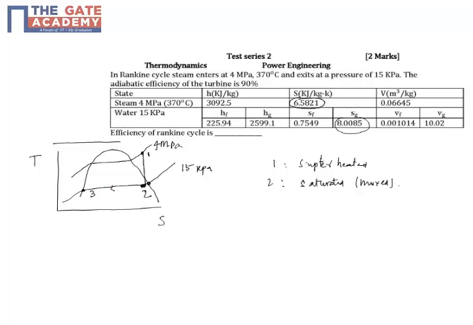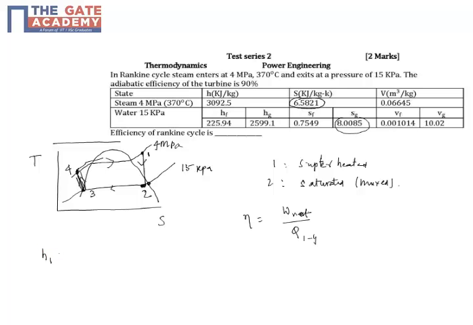Then you have the condenser where it rejects heat, and then the pump. The pump is also an isentropic process, and then the boiler. 3 to 4 is a vertical line. Now we need to find the efficiency. The efficiency is the net work done divided by Q, the heat addition in the boiler, which is from 4 to 1. Let's first find that.